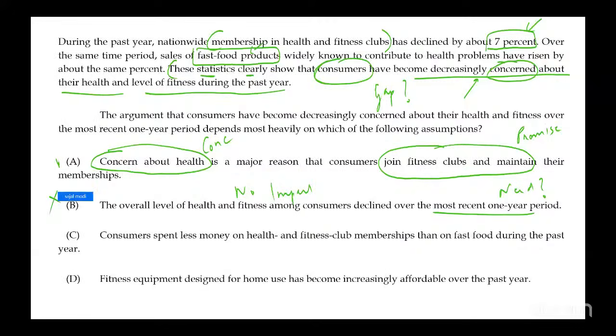C, consumers spend less money on health and fitness club memberships than on fast food during the past year. Now, the absolute amount of money they spend is not the concern of the argument. This is a typical outside the scope option. The argument was simple, that membership has declined by 7% and sales of fast food products have gone up. Now, how much they have spent in absolute money terms is not really a concern. It's not really something that is critical for the argument, right?